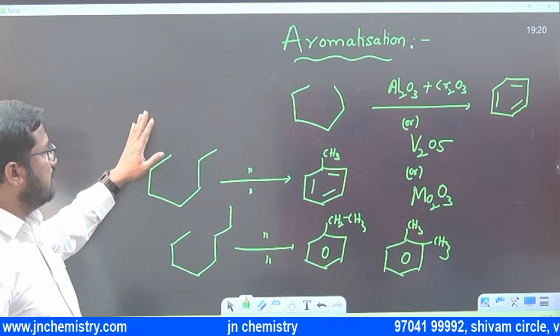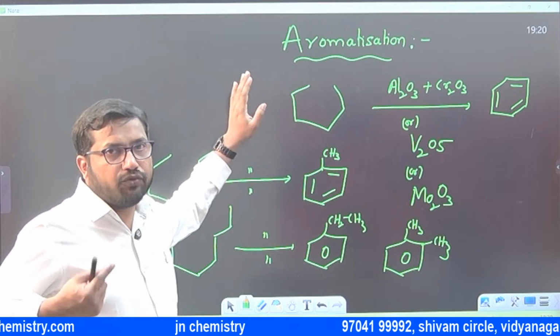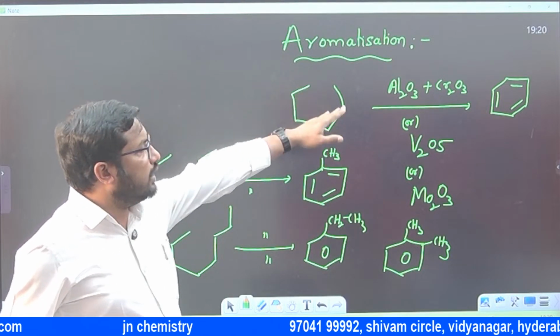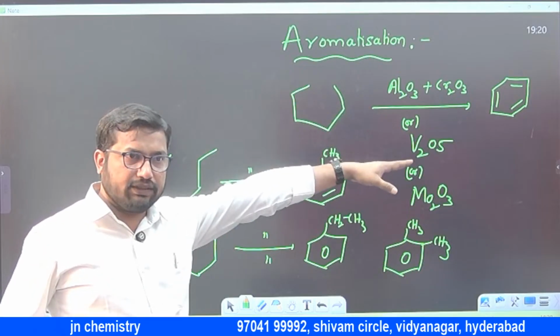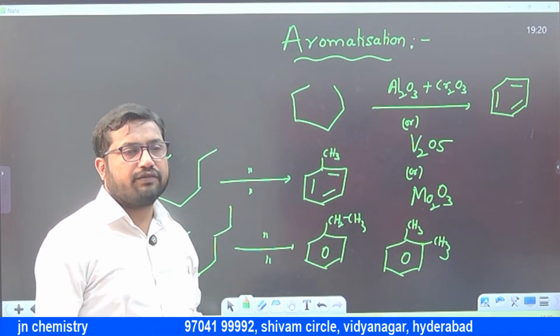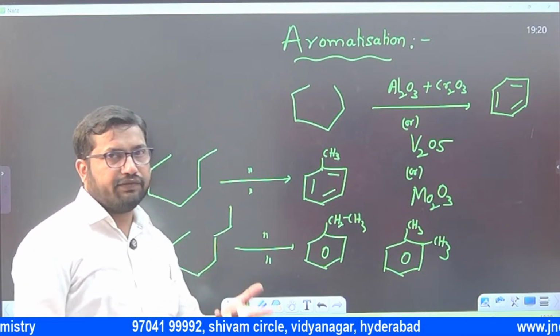Aromatization, for example, propane is there. Propane on Wurtz reaction will give hexane. Hexane on Al2O3 plus Cr2O3 will give benzene. So from benzene, Friedel-Crafts alkylation, acylation, nitration, anything we can do.